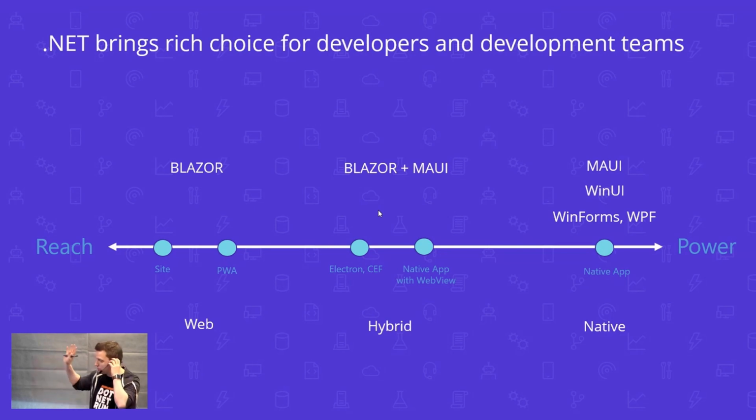So with all these options, like we have this little graph, like, hey, what should you choose when? If you're going for reach, basically everything that runs a browser. So your fridge has a browser nowadays. I don't know. You can go with Blazor, right? As long as it has a browser, you can run a web application.